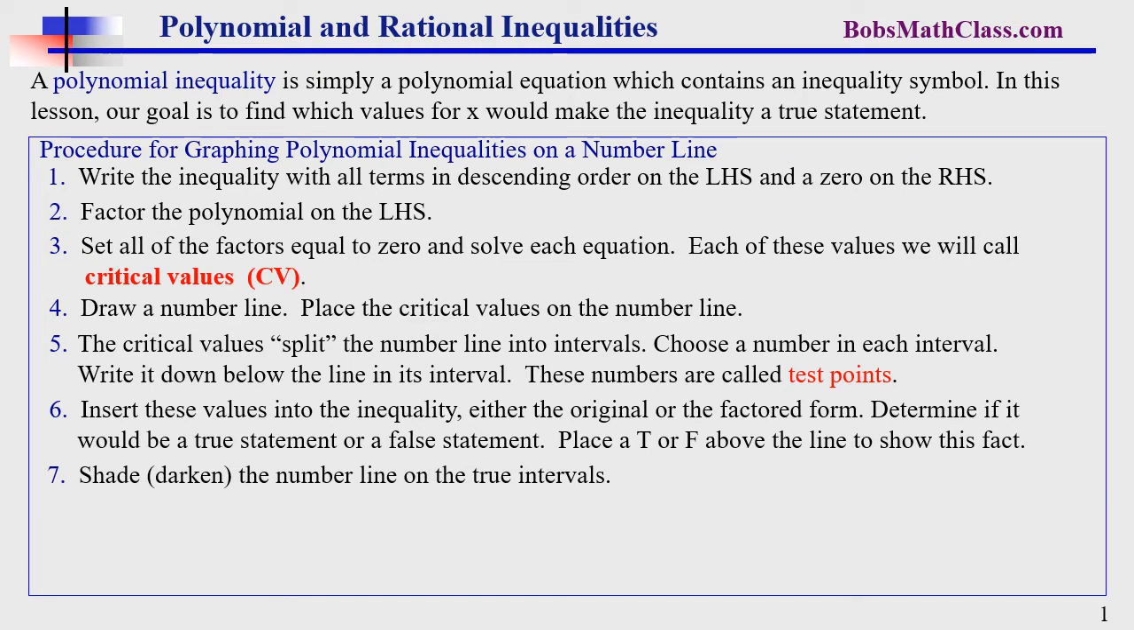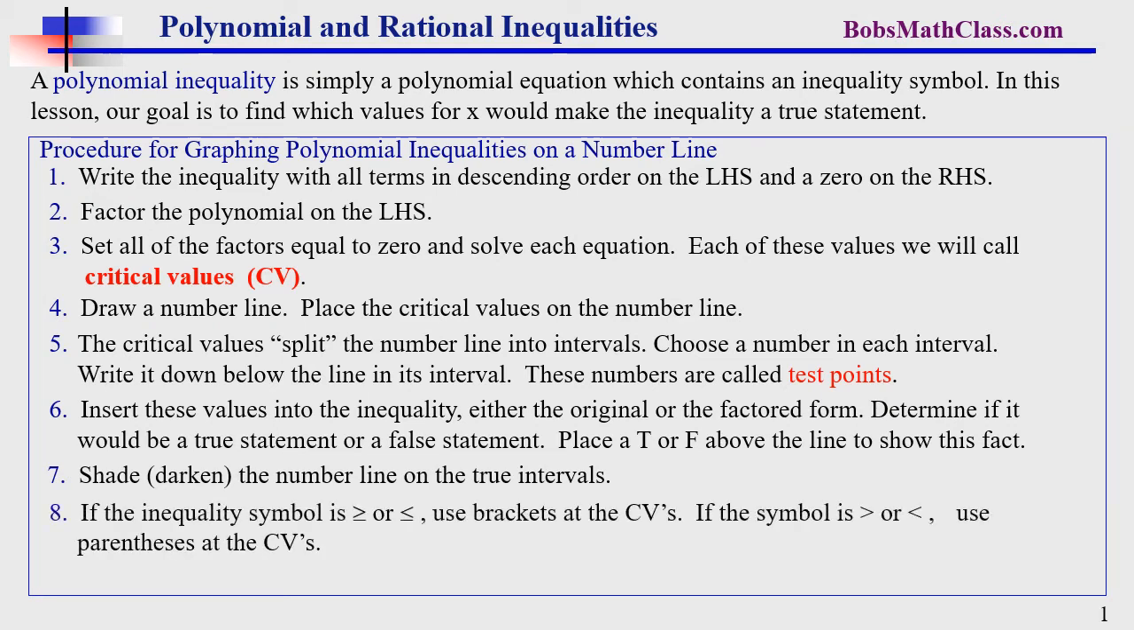Then we're going to shade or darken the number line on the true intervals. So we're shading the true. And if we have greater than or equal to or less than or equal to, we're going to use brackets at the critical values. And if it's a greater than or less than, we're going to use parentheses. The brackets are used to show that that number is included in the solution. The parentheses are used to show that that number is not included in the solution.